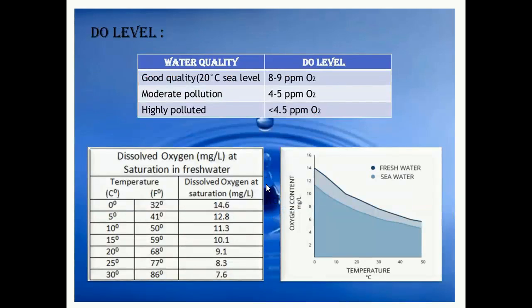Here, we observe the water quality and DO levels. Good quality is nothing but the 20 degrees centigrade sea level, where the DO level is 8 to 9 parts per million O2. Then moderate pollution is 4 to 5 ppm O2.